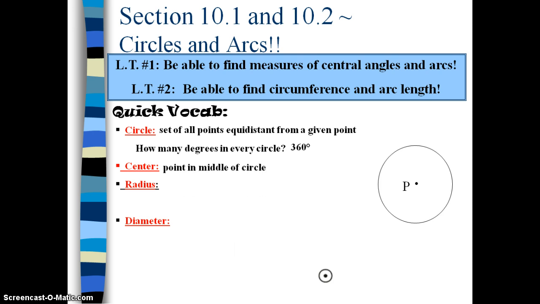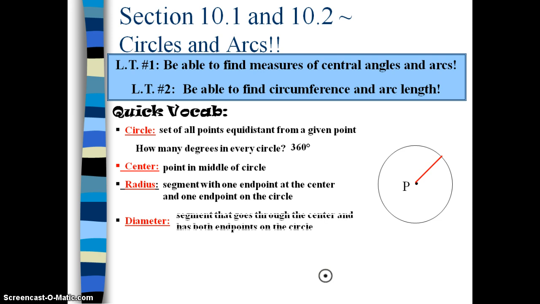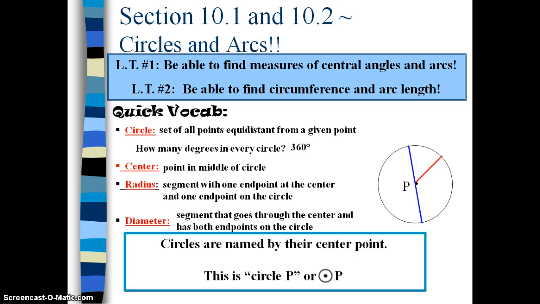The center of a circle is the point in the middle of the circle. So in the circle we have point P. A radius is the segment with one endpoint at the center and one endpoint on the circle. So here's an example of a radius. And then a diameter is the segment that goes through the center and has both endpoints on the circle. So here's an example of a diameter.